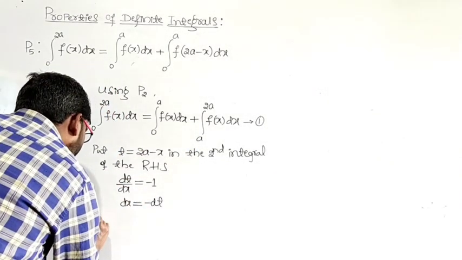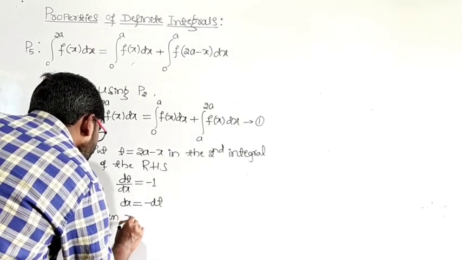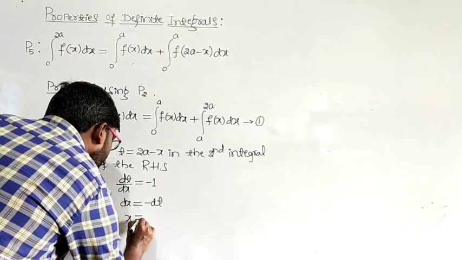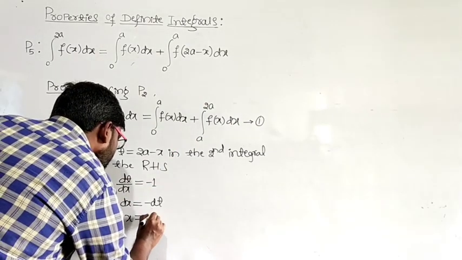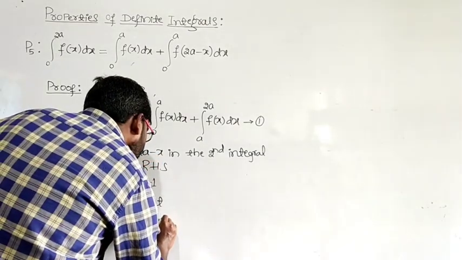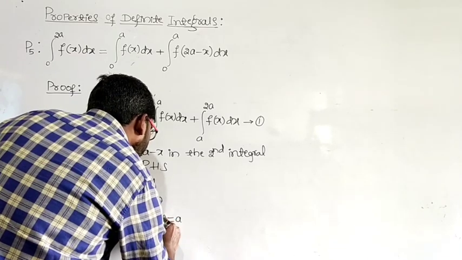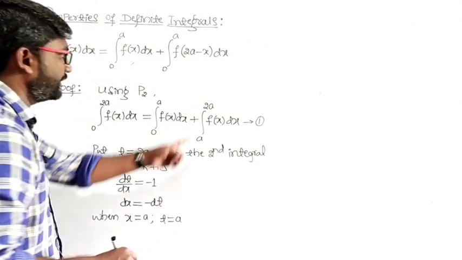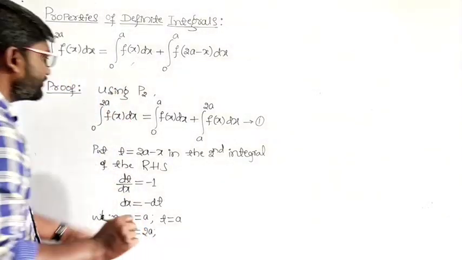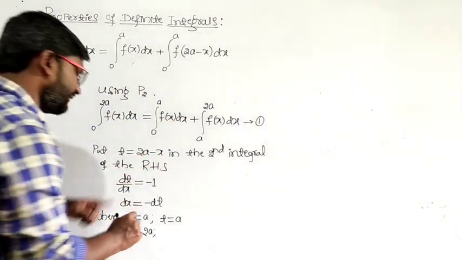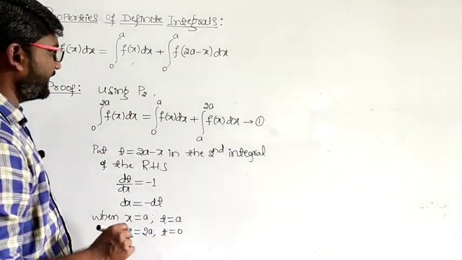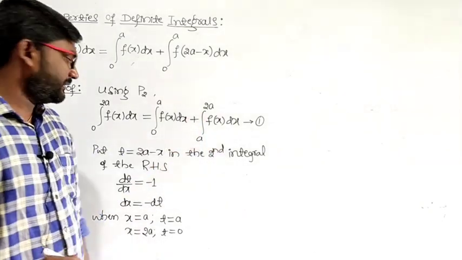When x equals a, we have to change these limits. When x equals a, what happens to t? Here in place of x you substitute a. 2a minus a will be a. That means t equals a. Then when x equals 2a, what happens to t? 2a minus 2a will be 0. So t becomes 0.